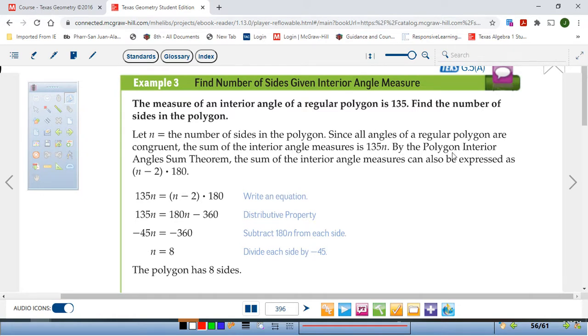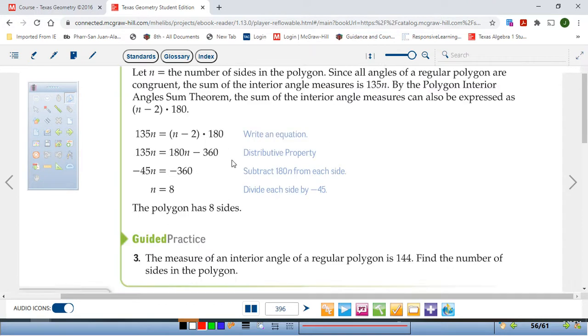By the polygon interior angle sum theorem, the sum of the interior angle measures can also be expressed as n minus 2 times 180. So the total is equal to this. Solve for n. We distribute, so it becomes 180n minus 360. Get the like terms together, and then do the math. In this situation, n is equal to 8, so there are 8 sides here.